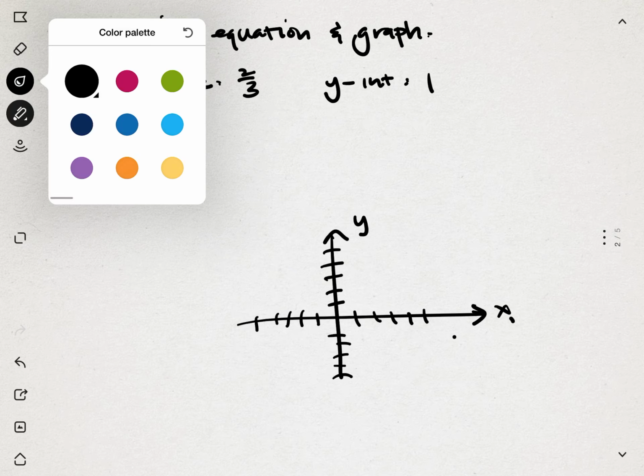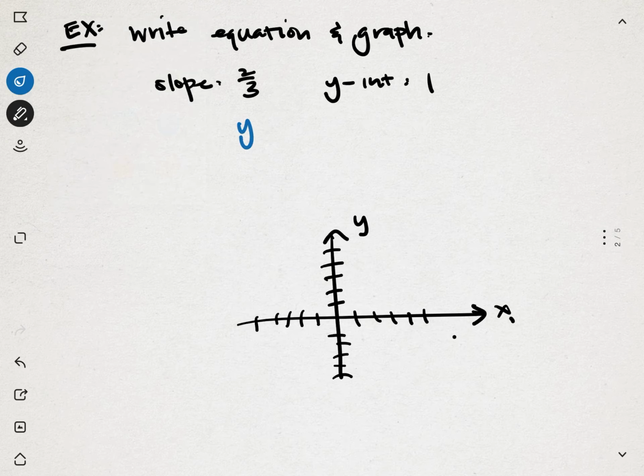All right, so like we did in the last one, we're using y equals mx plus b. M represents our slope, b represents our y-intercept, so we're going to have y equals 2/3 x plus 1. Now we need to go ahead and graph it. So like we did the last time when we were doing our slope, we're going to do our y-intercept first.